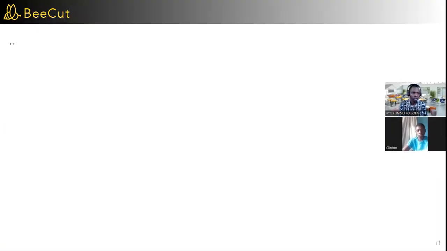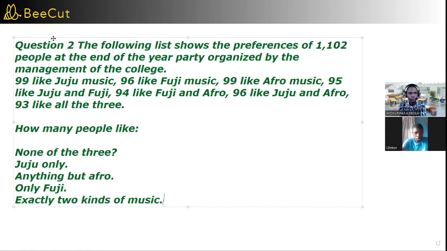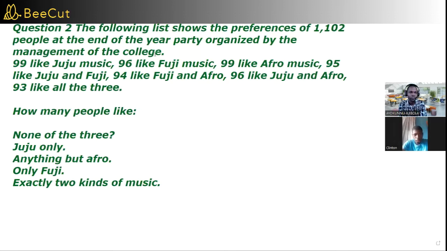So example 2, question 2. This is a little bit lengthy, but let's see how we go about it. Please don't write anything like I said. The following list shows the preference of 1,102 people at the end of the year party organized by the management of the college. 99 like this, 96 like this, 99 like this, and then 95 like this and this and that. How many people like none of the three?